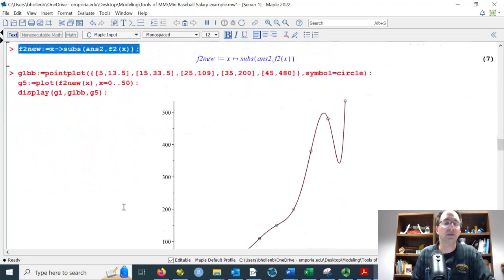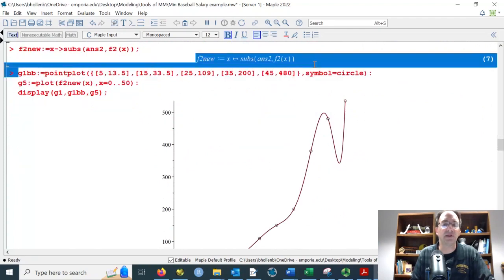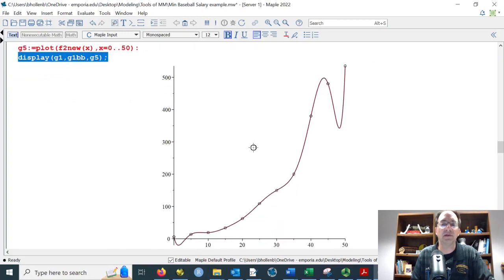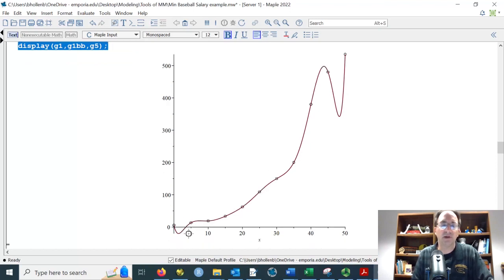So here's what the plot looks like. Notice I'm plotting the extra data here, and then I'm plotting my new function, and then I'm displaying them all together. And sure enough, we get a 10th degree polynomial that goes through all data points. Now, we might immediately see some concern. Here we overshoot a little bit, but we definitely have this dip that is not reflective of reality. And we also have a negative salary here in the early years of our data set.